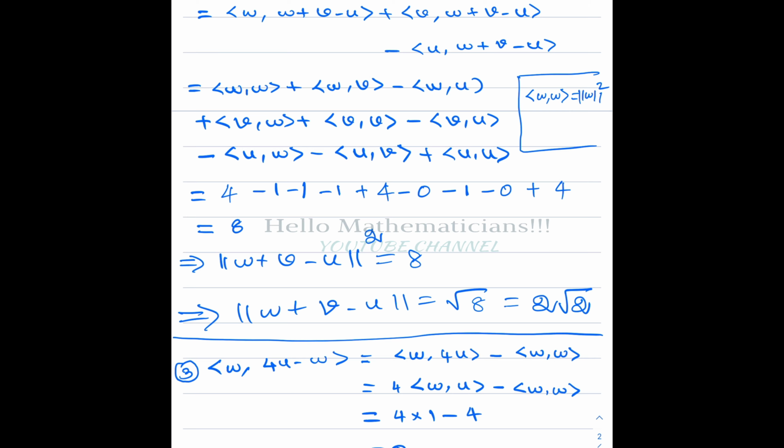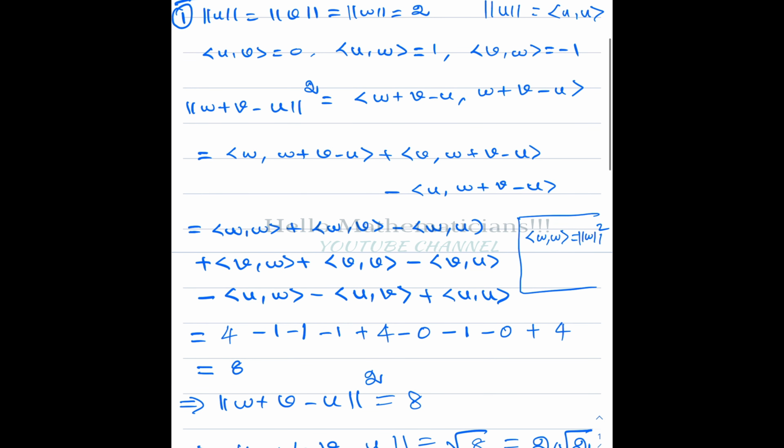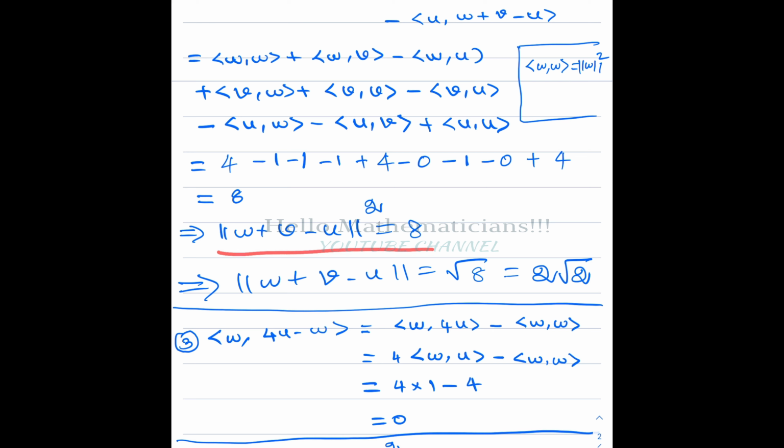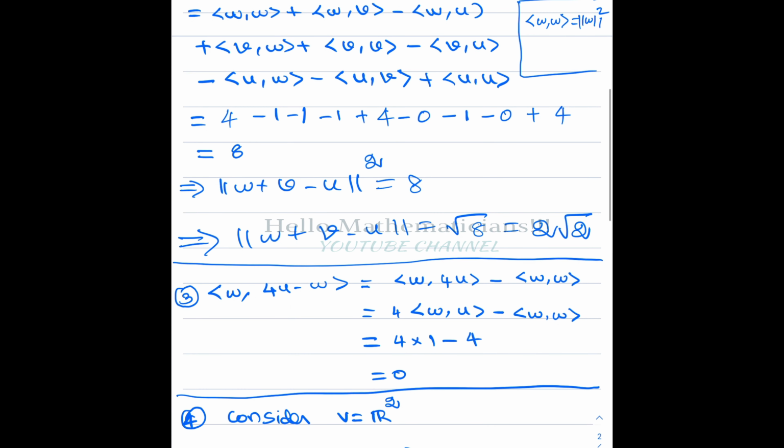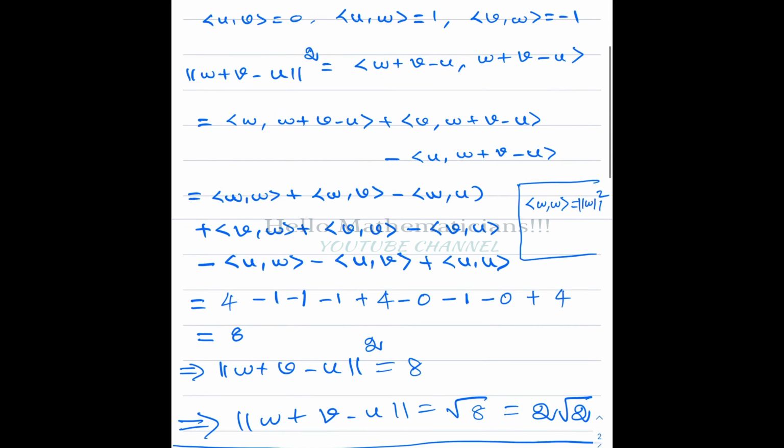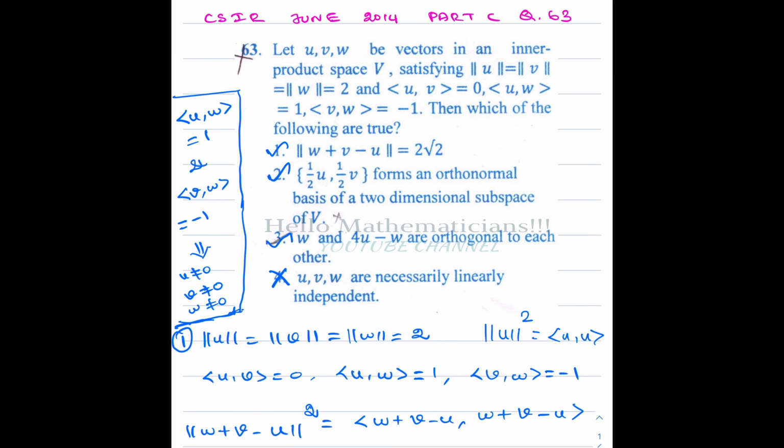Now maybe this makes better sense to you. So we have all these values. Norm U squared equal to 4, norm V squared equal to 4. Similarly, norm W squared equal to 4. So we can substitute all these values here, we get 8. So norm W plus V minus U squared equal to 8. That means that norm W plus V minus U equal to root 8. Root 8 we get plus or minus 2 root 2, but norm is always a non-negative number, so we take the positive square root, we get 2 root 2. So we get the first option is correct.